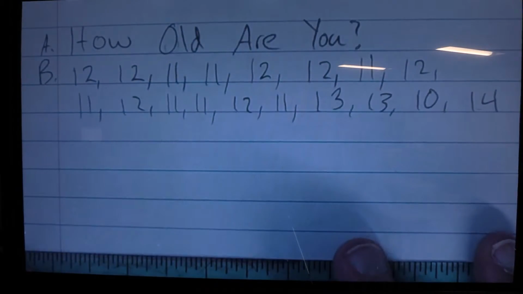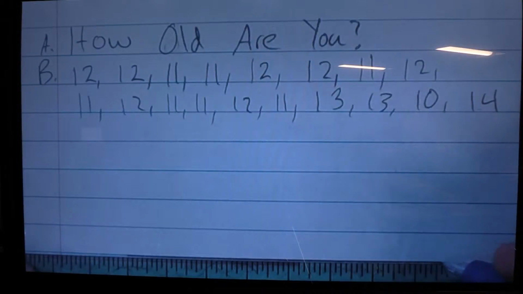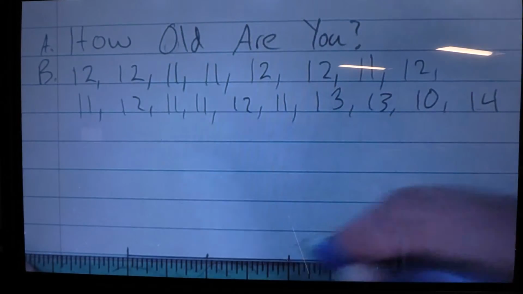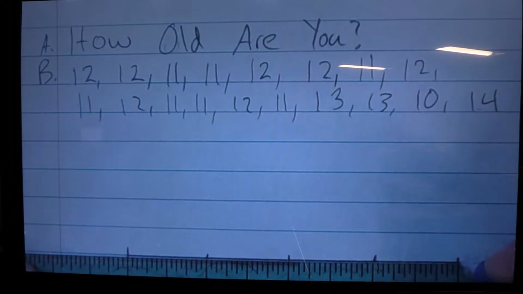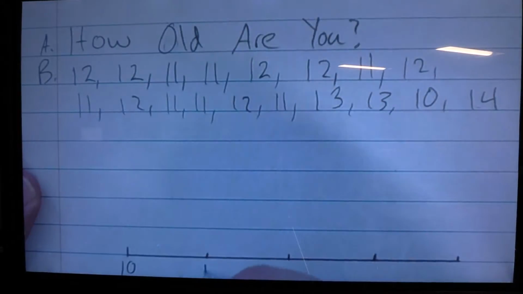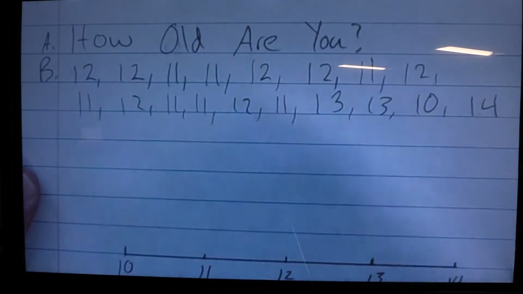I'm going to come down to here. 2, and I'm going to bring it over to 6. And I'm going to put a notch here, here, here, here, and here. And then I can write down 10, 11, 12, 13, 14. And I'm going to put my title here, how old are you? And I'm going to put ages in years.